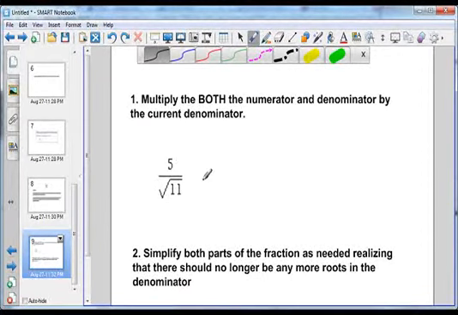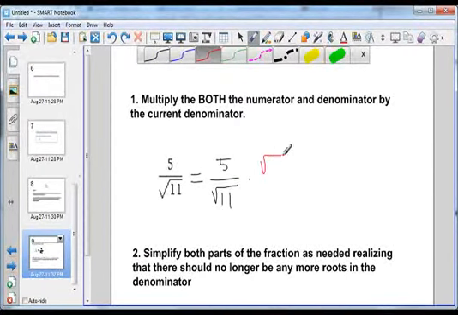Step 1, multiply both the numerator and denominator by the current denominator. Now that does not change the value of the number. The current denominator is the square root of 11. So we'll do that.